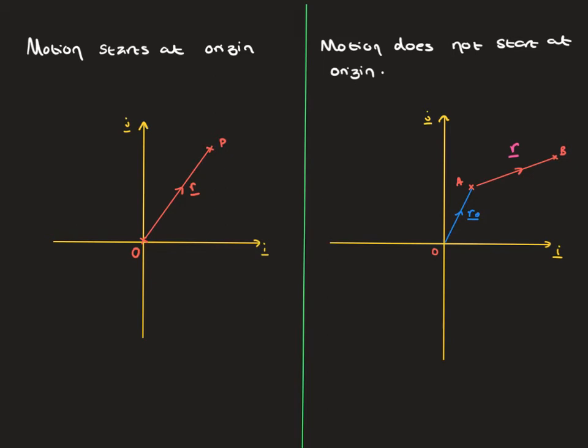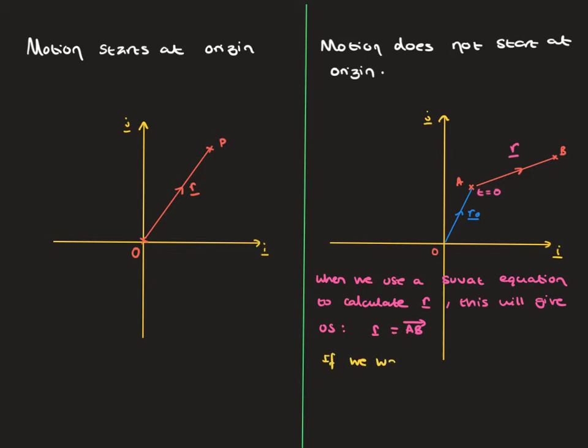Remember that we're timing this whole thing so that time t equals 0 starts when the particle moves from point A. So our SUVAT equation will give us the displacement vector AB, the displacement of B from A, relative to A. But if we want to find the overall displacement from the origin, so O to B, then we need to work out OA plus AB.